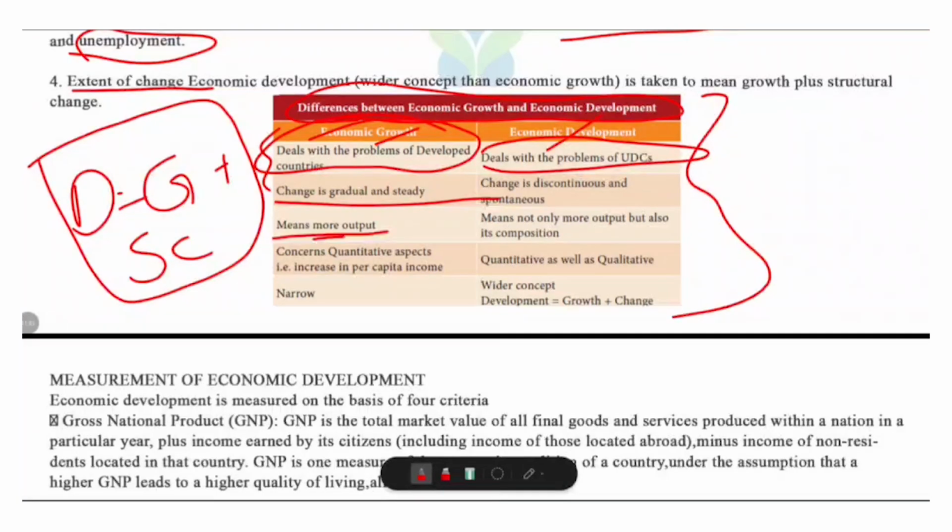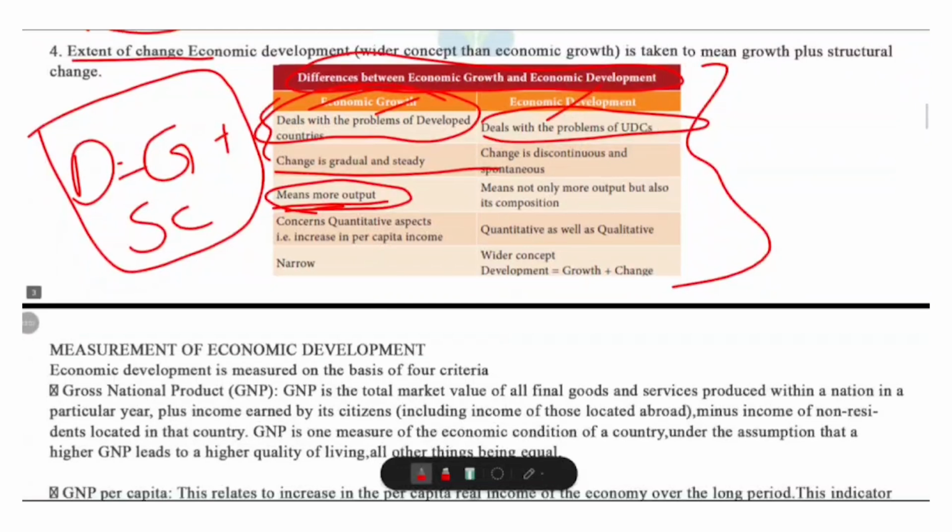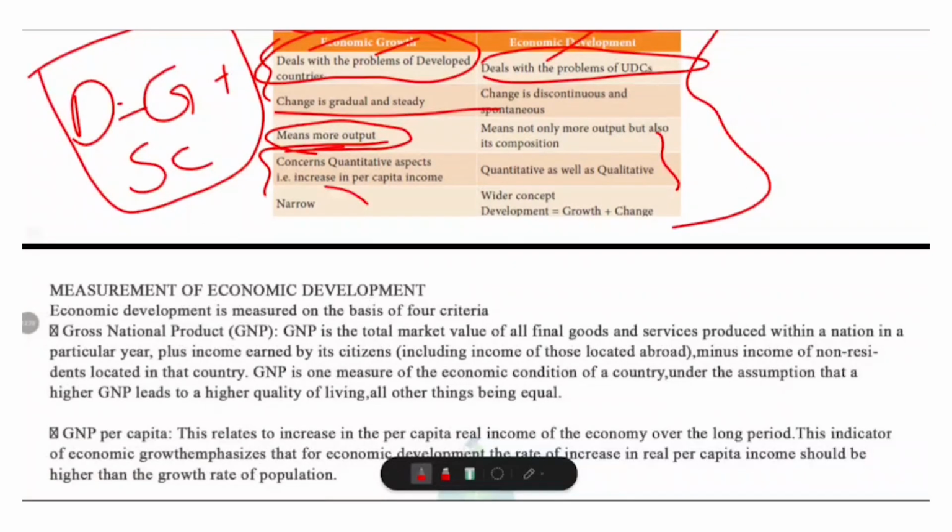Then what about the meaning? It means economic growth means more output, and economic development means not only more output but also its composition. Then type of change. When we consider the type of change, economic growth is concerned with quantitative changes, mainly numbers like income, output, investment, etc. But economic development is concerned with quantitative and qualitative changes like better institutions, technology, poverty reduction and so on. And the scope of economic growth is narrow and the scope of economic development is wider.